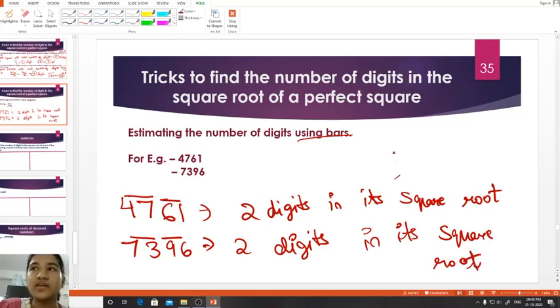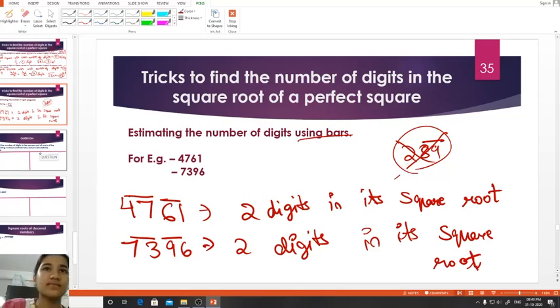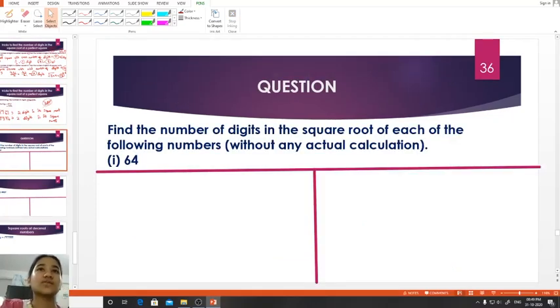But if we take 289, for that we are going to get only 1 bar by pairing, which doesn't give the right count. So the bar method does not work for all numbers. We have to apply the previous one for all of them. Let's solve a few questions related to it.